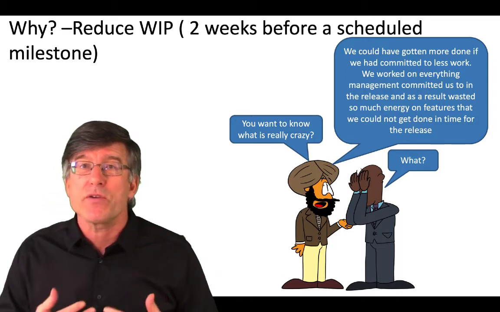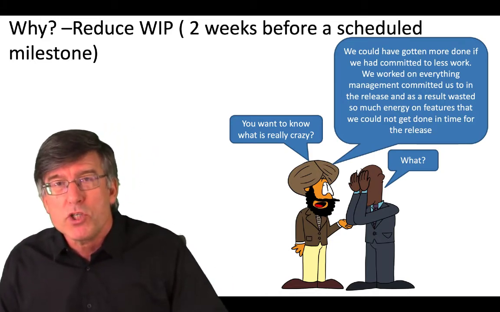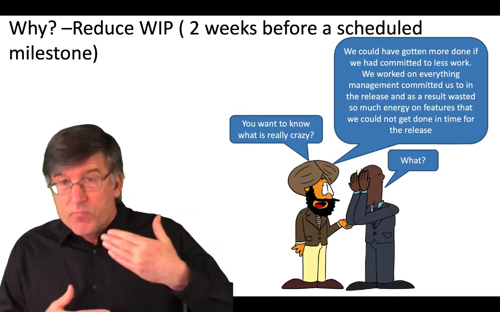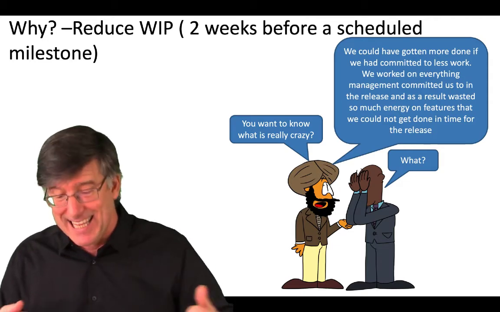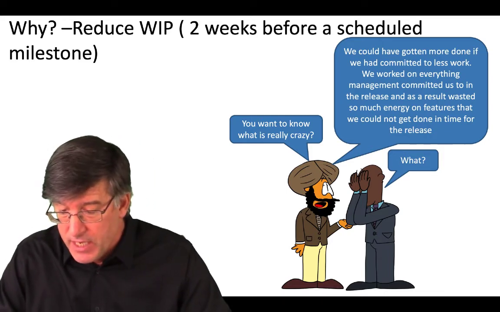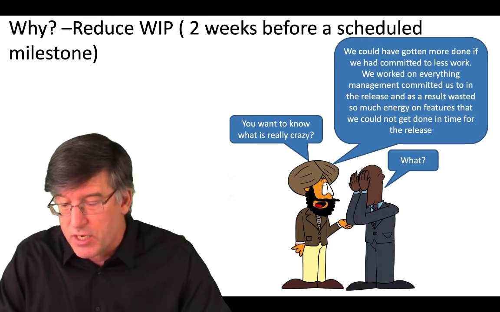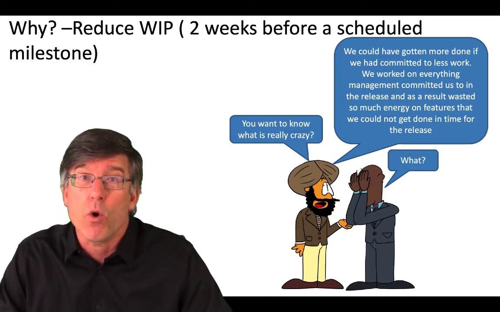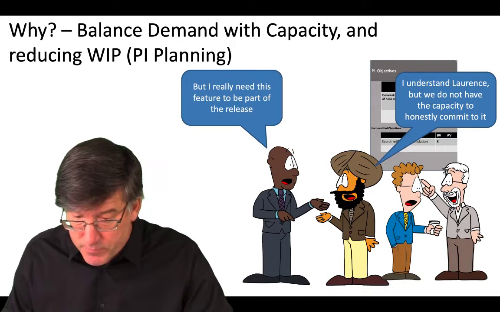And this is a scenario I sometimes see with previous planning practices. So much work is pushed onto the team to keep them 100% busy that they're busy working, but they're actually not getting anything done. And so you see here, we say we worked on everything management committed us to. And the result, we wasted so much energy on features that we could not get done in time for the release. This is one of the reasons we talk so much about reducing work in progress. Again, another one of the outcomes that we want to have in PI planning.